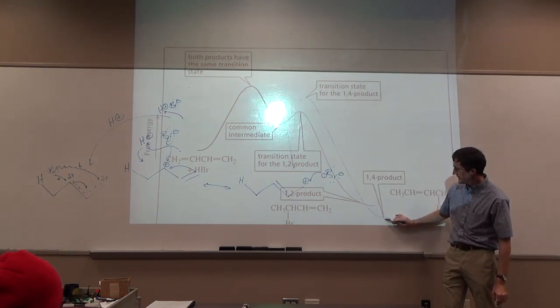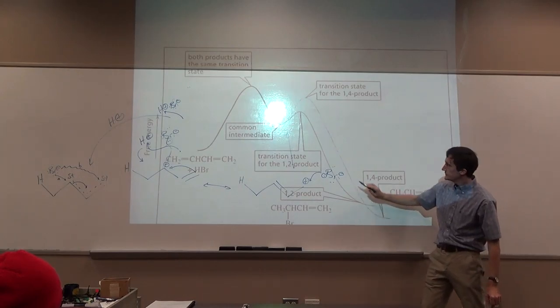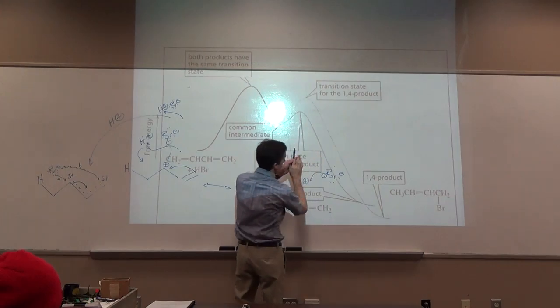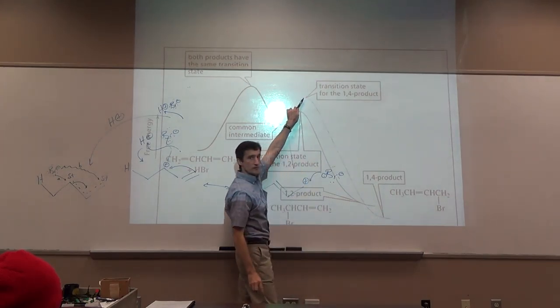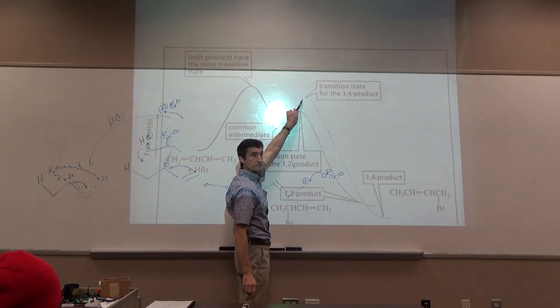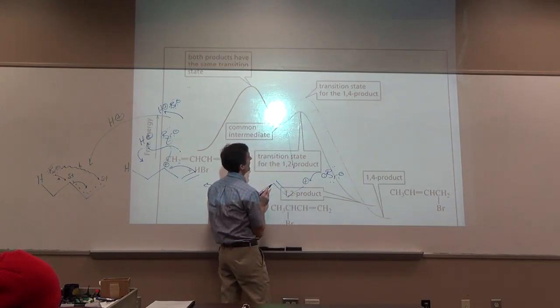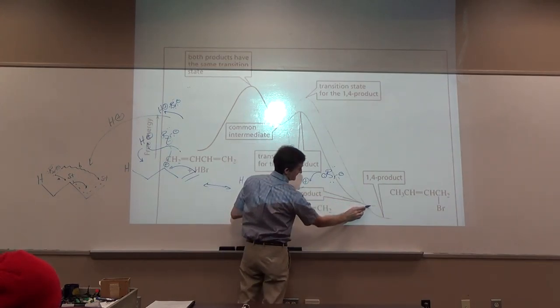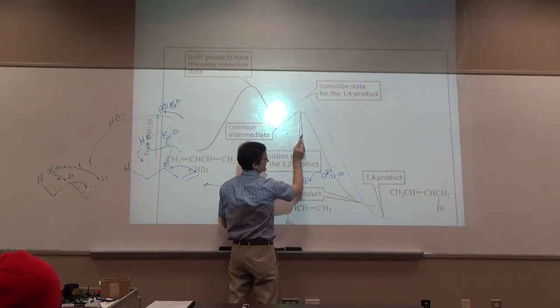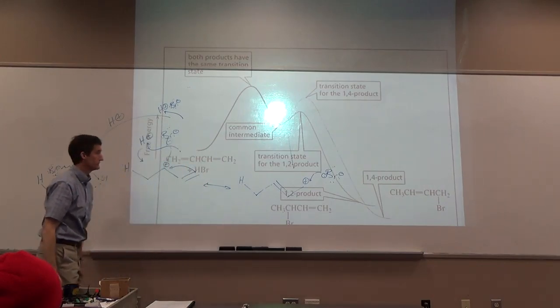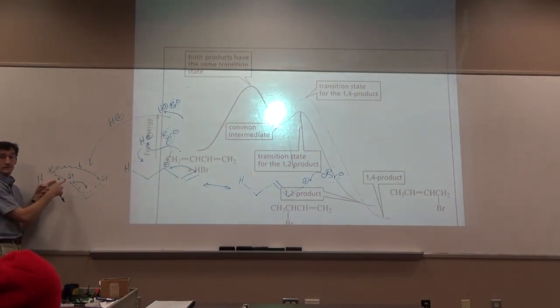Now, usually we say the lower product should have a lower transition state. But is that the case here? No, the lower energy product actually has a higher transition state energy, or activation energy. The less stable product has a lower activation energy. Why is that activation energy lower? Right here. It takes less energy for this to attack here.